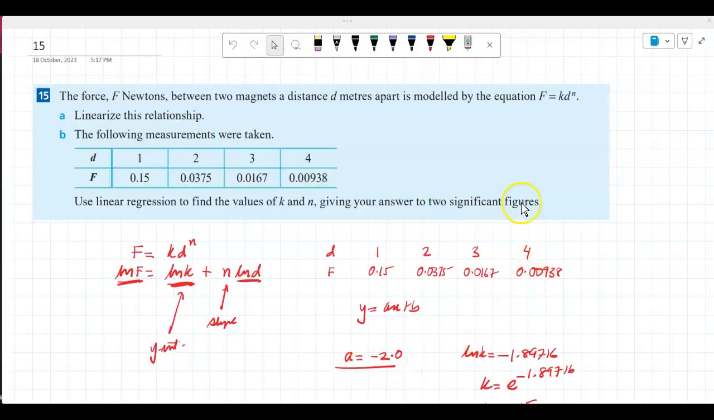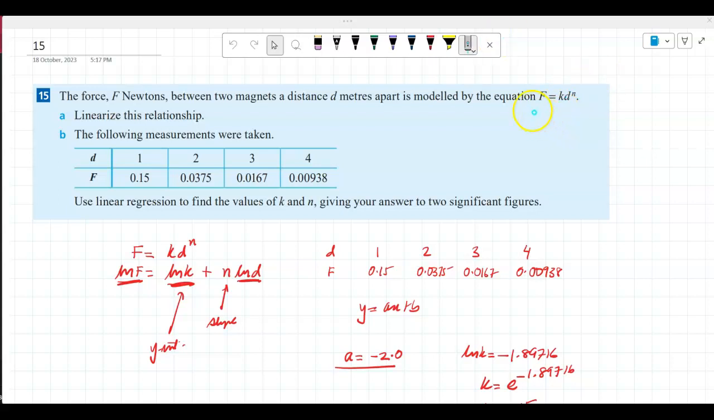So what you need to remember is the main Guru Mantra. Power gives you a log-log graph, and exponential gives you semi-log. That's the whole thing you need to remember.